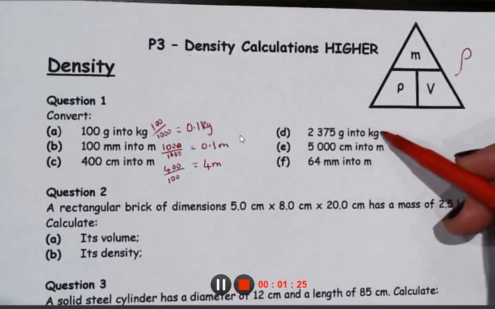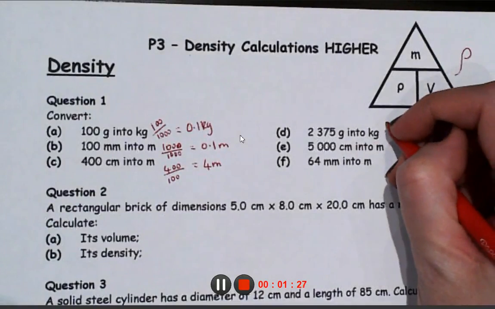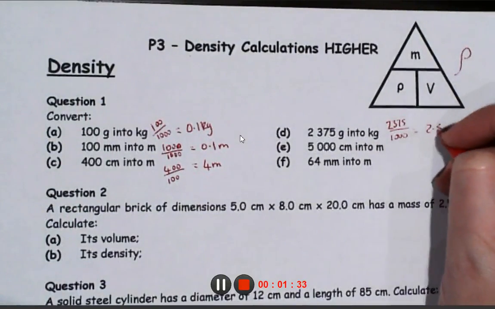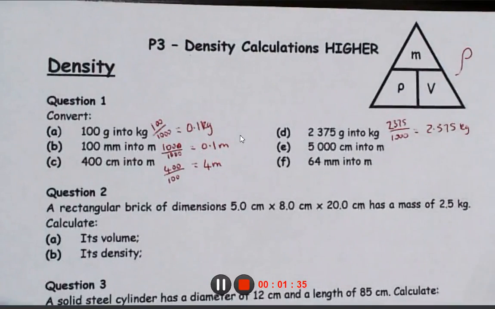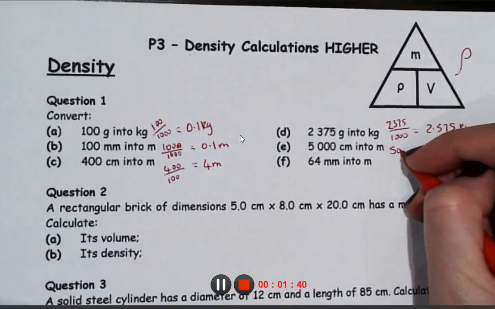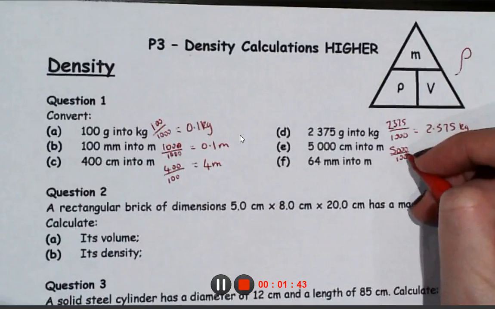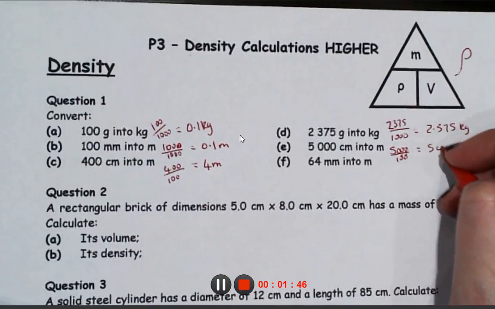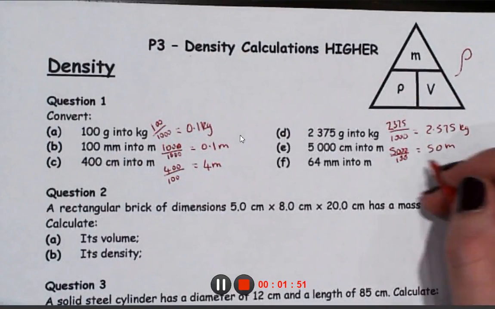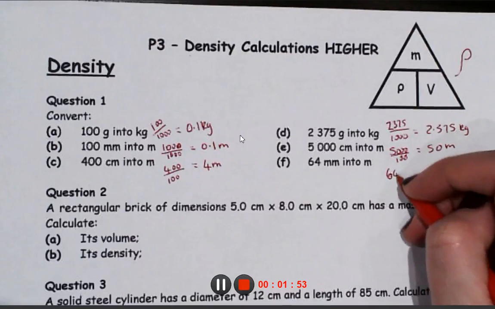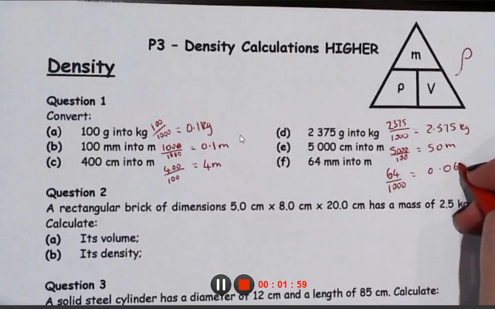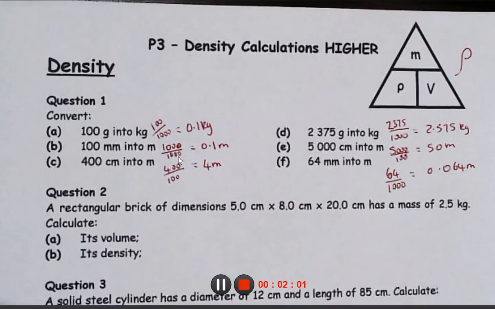Next, we've got some grams into kilograms again. So you divide by 1,000, so 2,375 divided by 1,000 is 2.375 kilograms. Got centimetres into metres here, 100 centimetres in a metre, so you've got 5,000 divided by 100, which is 50 metres. Okay, and then you've got millimetres into metres, there's 1,000 millimetres in a metre, so you do 64 divided by 1,000, which is 0.064 metres. Okay.